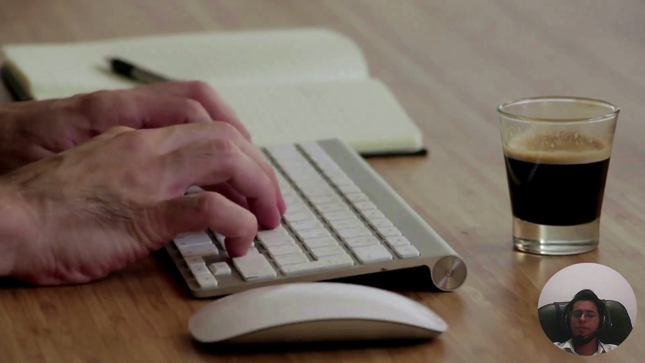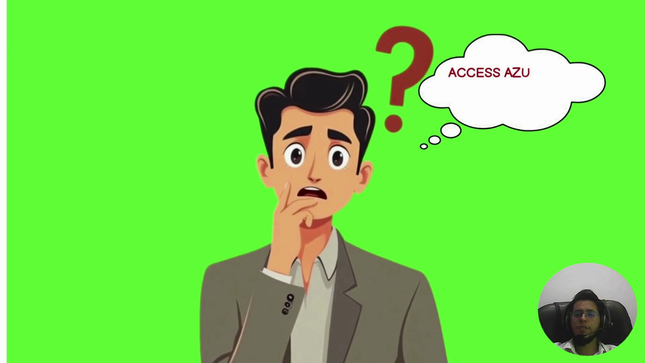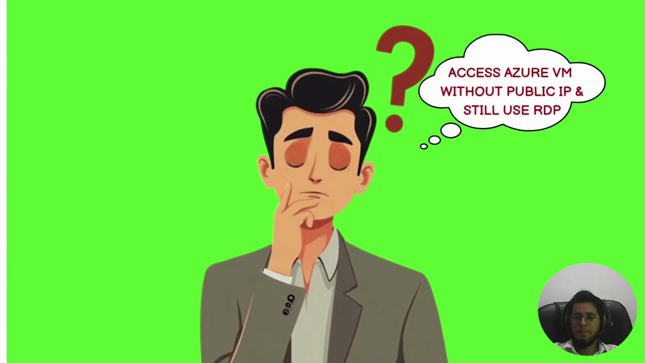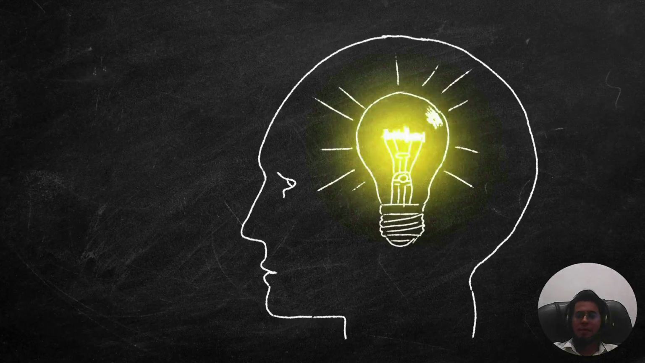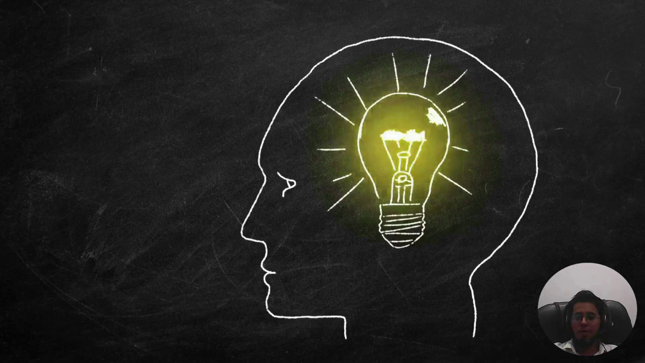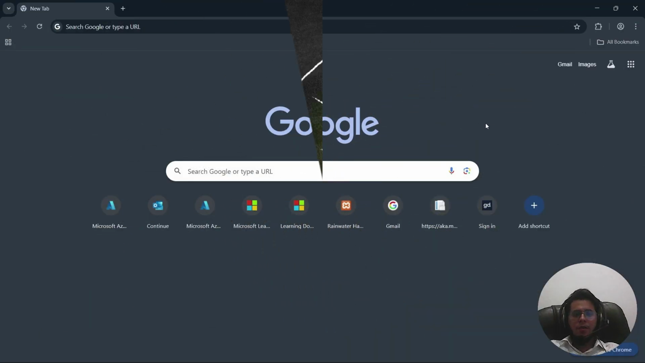So one of my subscribers asked, can we access a VM in Azure without a public IP and still use RDP? That made me think, can we do this securely by using Azure Firewall? Alright, let's jump into the portal and I'll show you step by step how to set it up.